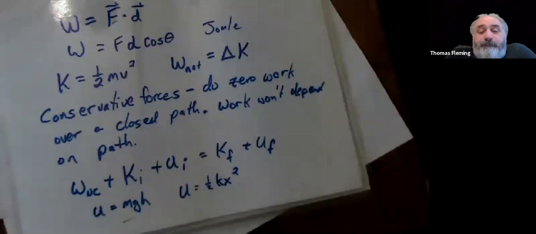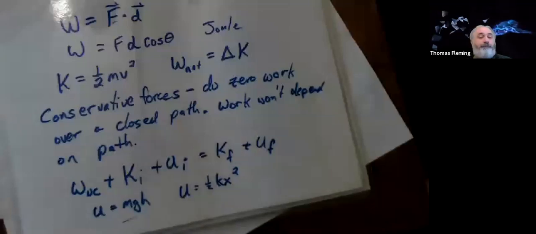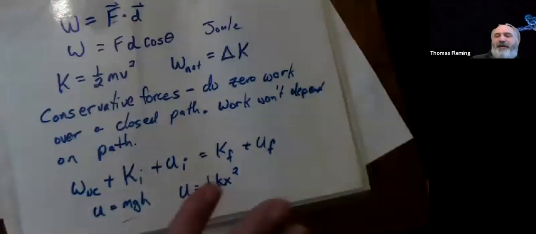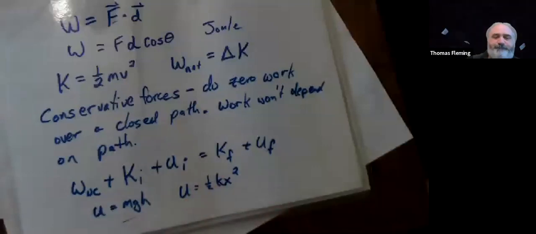So those are the big concepts that we doled out in chapter 7. Most of your problems are going to involve some use of this energy conservation relationship, and it's going to be incumbent upon you to be able to think through them. So, any questions about the big ideas back in chapter 7?